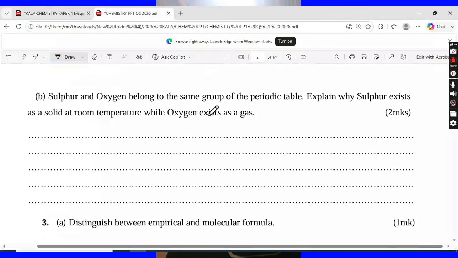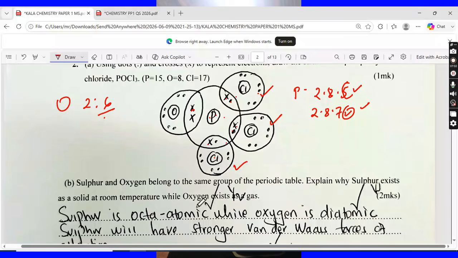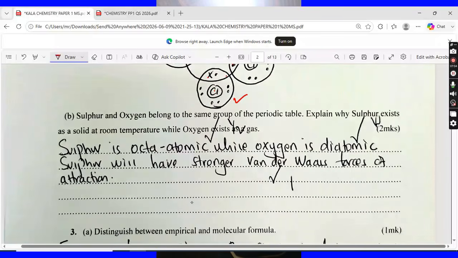Sulfur and oxygen belong to the same group of the periodic table. Explain why sulfur exists as a solid at room temperature while oxygen exists as a gas. So you remember sulfur is S8 and oxygen is O2. That is the reason. Sulfur is octaatomic. Octa means 8. It has 8 atoms combined together, while oxygen is diatomic. Oxygen is made of only 2 atoms.